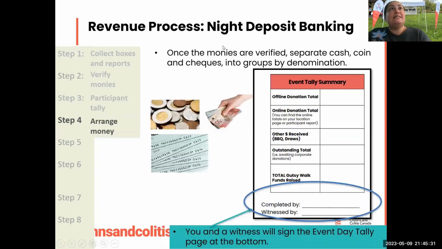So once the monies are verified, you separate the cash, coin, and checks into groups by denomination. That's for filling out the deposit slip. It will make it easier for you. And then, as I mentioned, you will need to sign this as well as a witness.